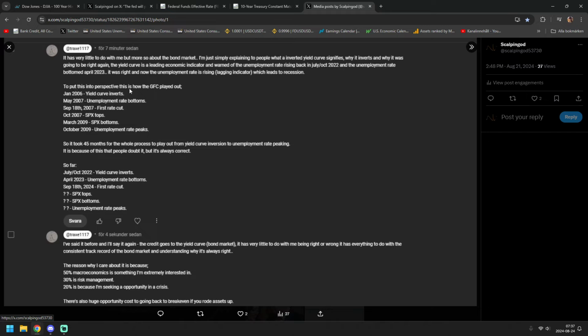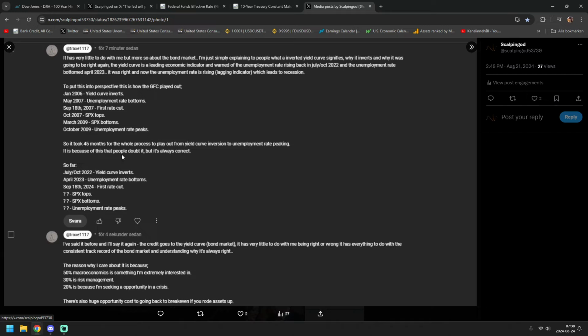To put it into perspective, this is how the GFC played out. In January 2006, the yield curve inverts. May 2007, unemployment rate bottoms. September 18, 2007, first rate cut. October 2007, SPX tops. March 2009, SPX bottoms. October 2009, unemployment rate peaks. So it took 45 months for the whole process to play out from yield curve inversion to unemployment rate peaking.